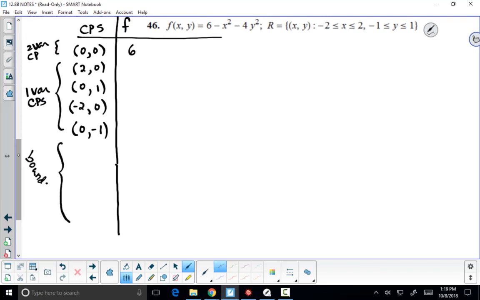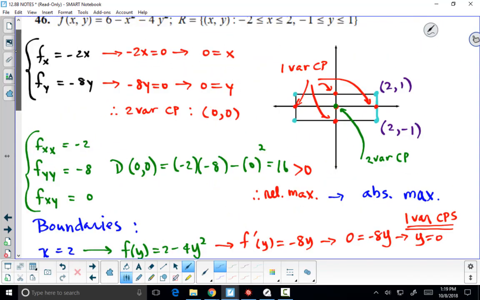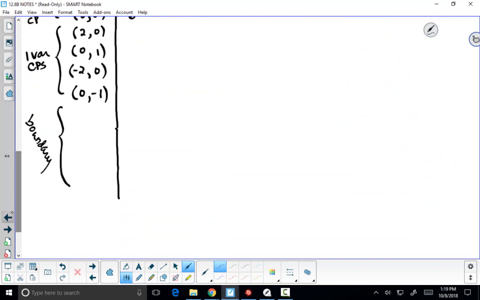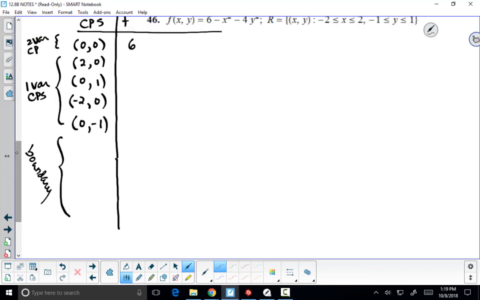And it's the other way around? The four top were the boundary points and the ones you're about to list are the critical points? These are the critical points right here: 2, 0, 0, 1, yeah, and negative 2, 0, and 0, negative 1. So the ones on the corners are going to be the boundary points. So let's get all those listed. So that's 2, 1, negative 2, 1, 2, negative 1, and negative 2, negative 1. All right, so those are all the points we have to test.